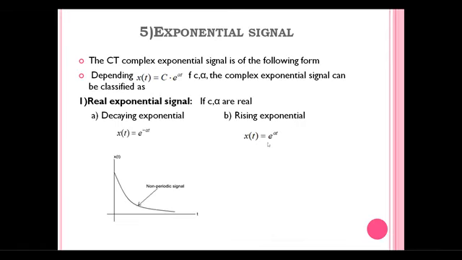There is another exponential signal, x of t equal to e power alpha t, that is e power plus alpha t. With respect to time, the amplitude of this exponential signal is growing. So that's why this exponential is called the rising exponential. These are some standard signals. Here the c value and alpha value are real, that's why it is called a real exponential.